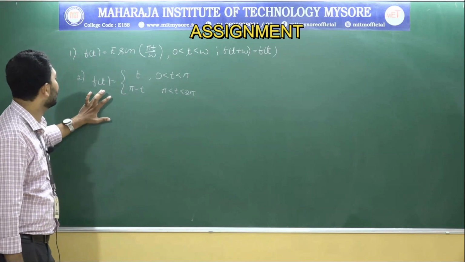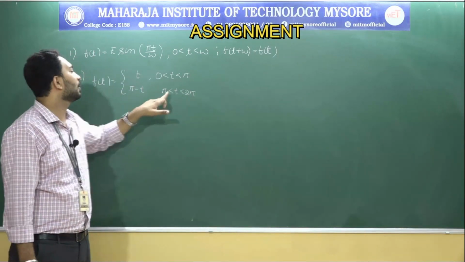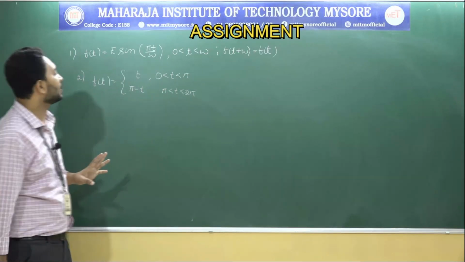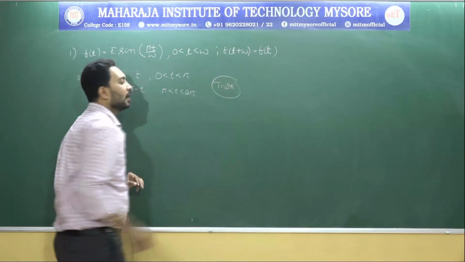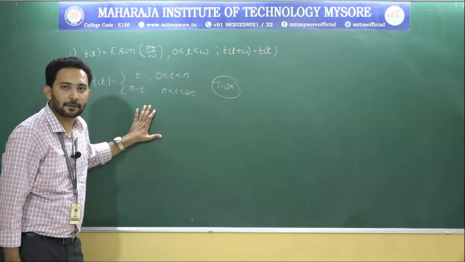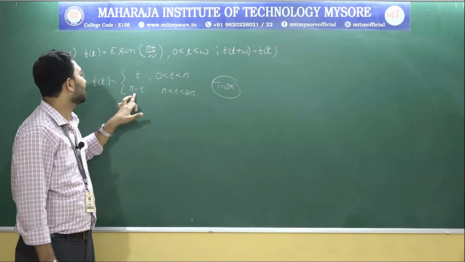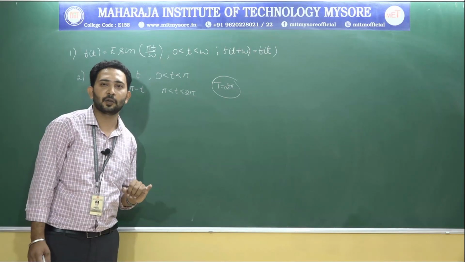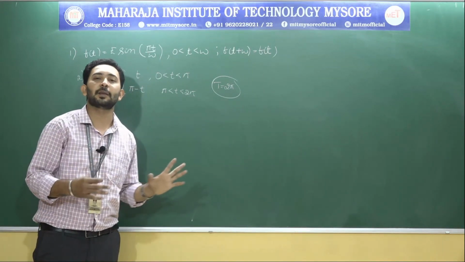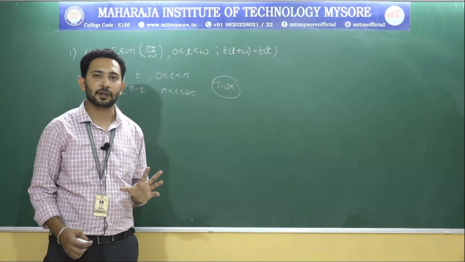And for the second one also, f of t equals t for 0 less than t less than pi, and pi minus t for pi less than t less than 2 pi. So here the period is 2 pi, and also sketch the graph for this problem. Sketch the graph for t, 0 less than t less than pi, and pi minus t, pi less than t less than 2 pi, and hence find its Laplace of f of t, that is Laplace transformation of periodic function.